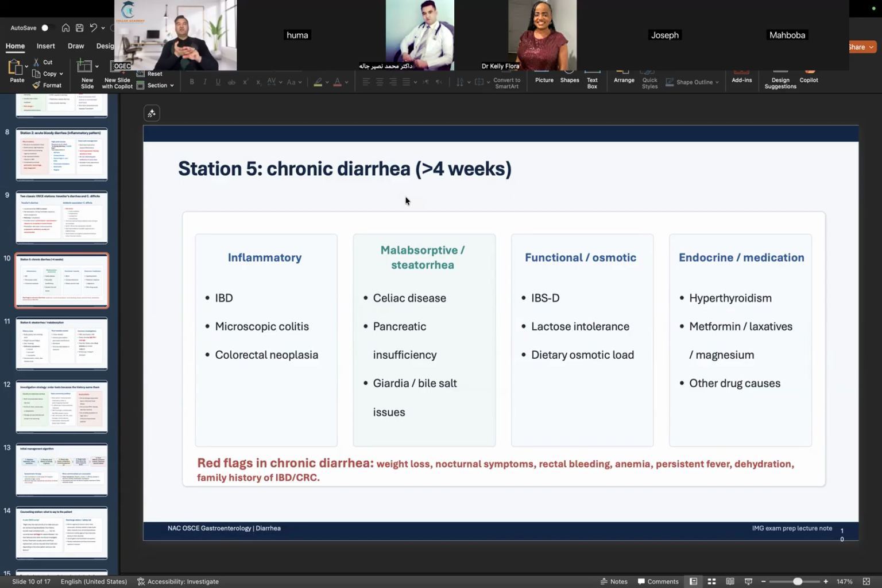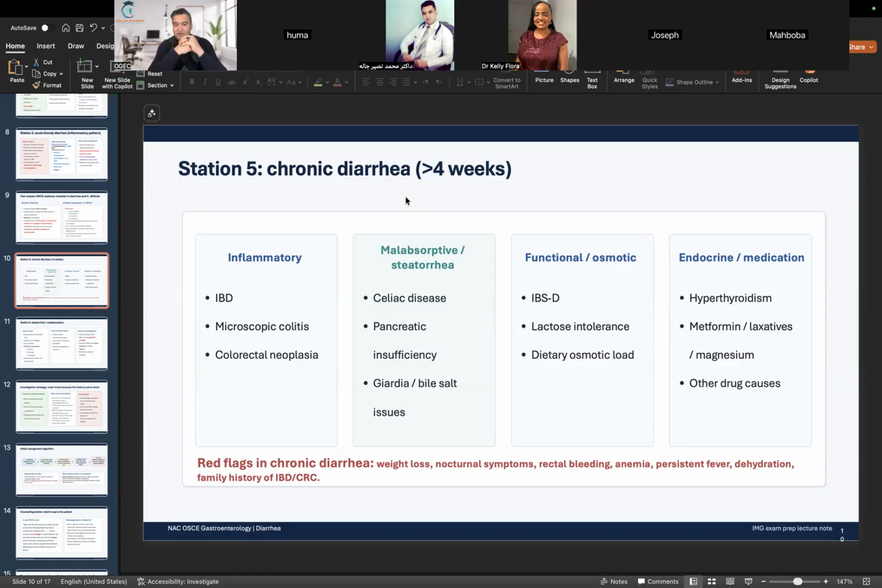Okay. So this helps you to at least get rid of all these acute reasons. These acute reasons, I'm not even thinking about them. I'm thinking about inflammation, I'm thinking about malabsorption, I'm thinking about functional, endocrine, and medication. So, in inflammation, it could be IBD, inflammatory bowel disease, microscopic colitis, colorectal neoplasia.